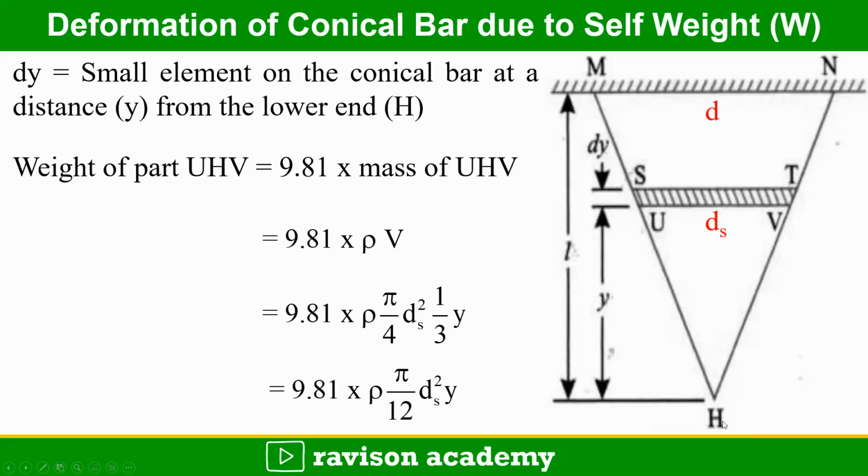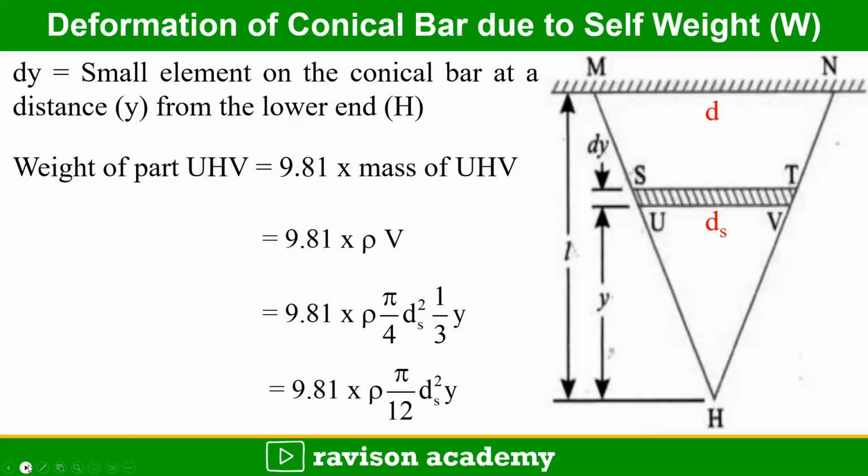So the weight of the conical part UHV is equal to 9.81 into the mass of UHV. 9.81 is the conversion to Newton. The mass can be written as density into volume. So 9.81 into rho into pi by 4 ds square into y by 3. The final equation will be 9.81 into rho into pi by 12 into ds square y.